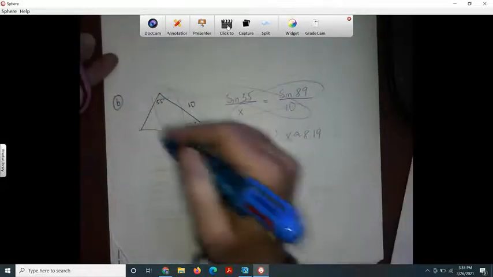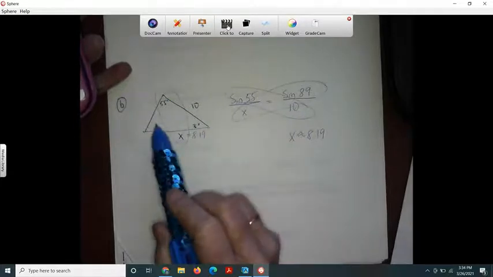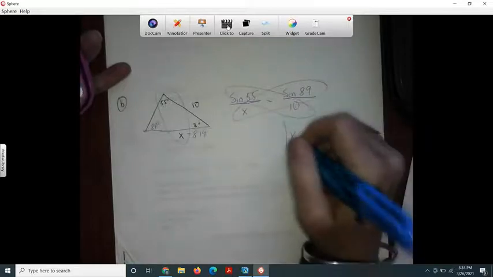And when I look at my triangle, this side is 10. This is 89 degrees, so that seems reasonable. And I can check it. I have my answer key, and it is correct.